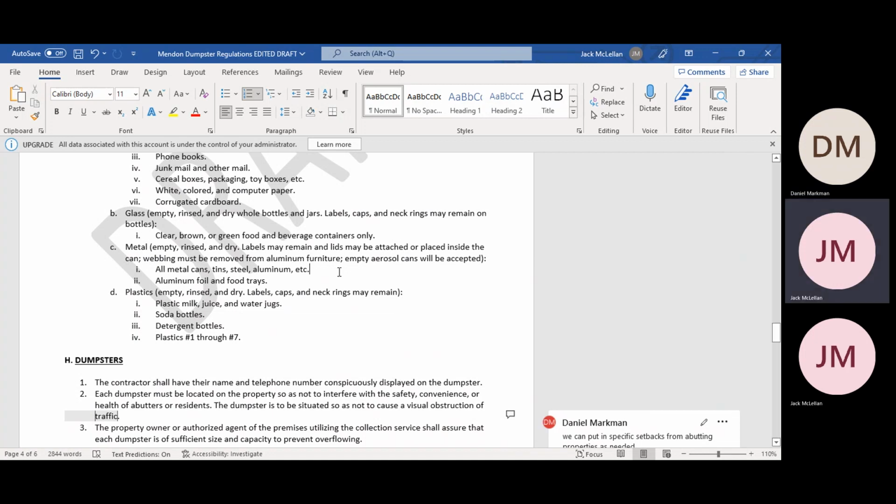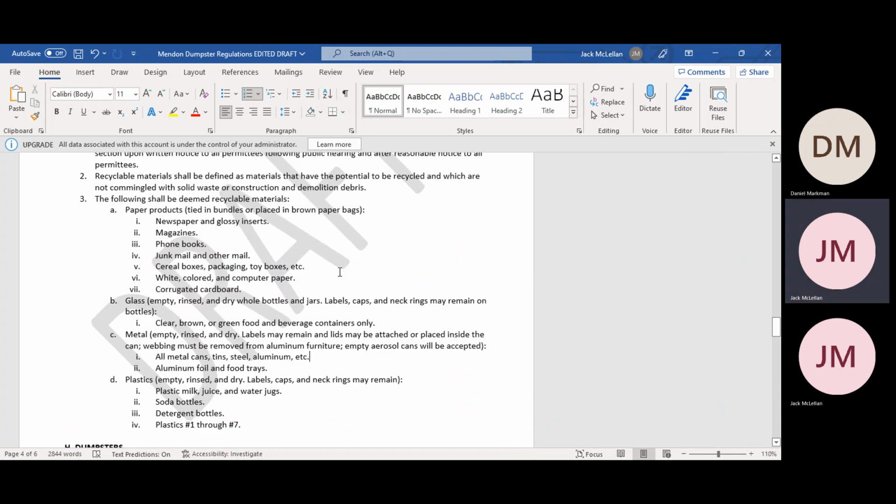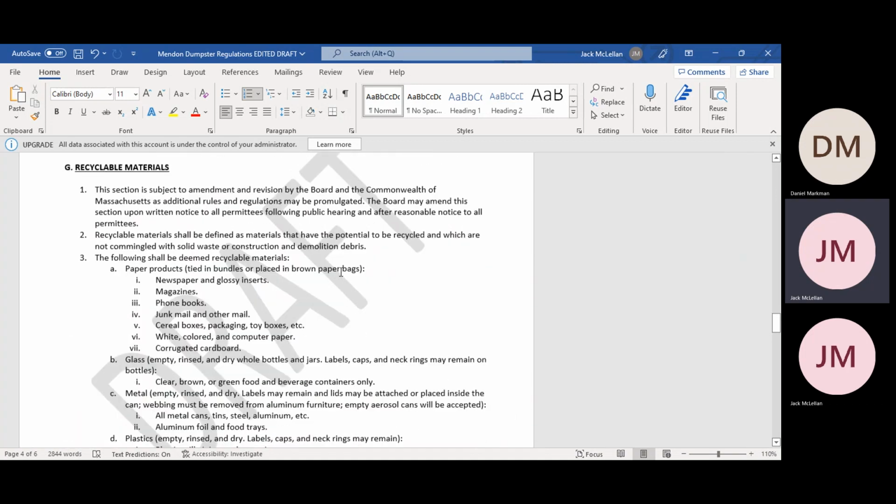I think the rest of it's fine. Good. All right, let's go to section H. Eliminate this entire section, please. Okay. That was short. It's only about dumpsters.